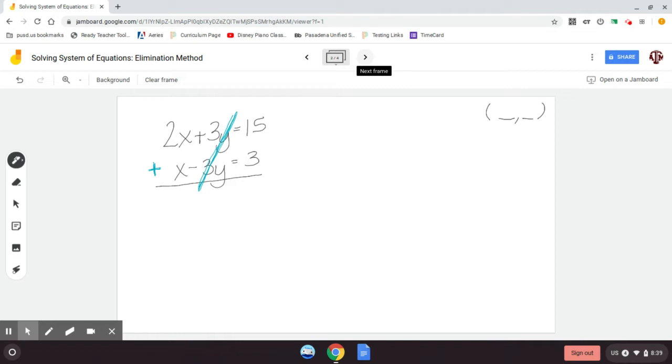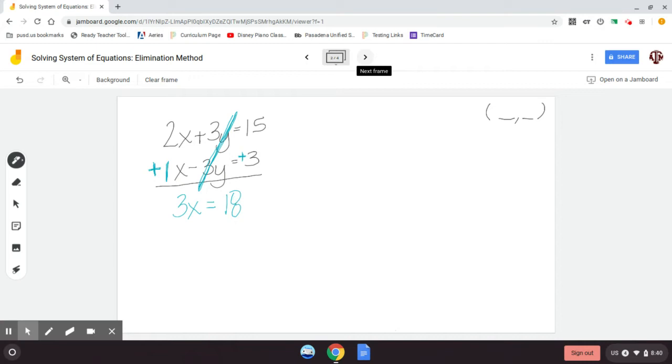So we have a 2x plus an x. Remember, when you have an x by itself, there's a 1 in front of it. So 2x plus 1x is 3x. Then I canceled out the 3y and the minus 3y. So now I'm going to add on the right side. I added on the left, now I'm adding on the right. 15 plus 3 is 18.